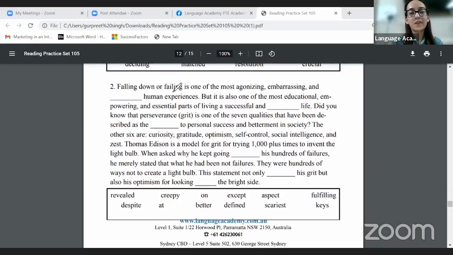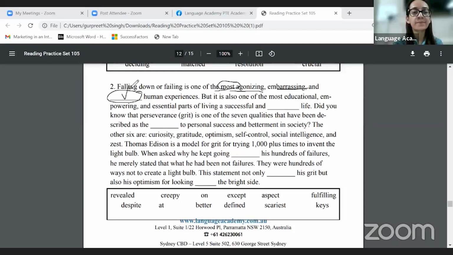Falling down or failing is one of the most agonizing, embarrassing, and dash human experiences. There are two things to note here. One, grammar first. Grammar tells us that they are using the third form of verb. "Most" comes with third forms of verbs, and so we also need the third form of verb.